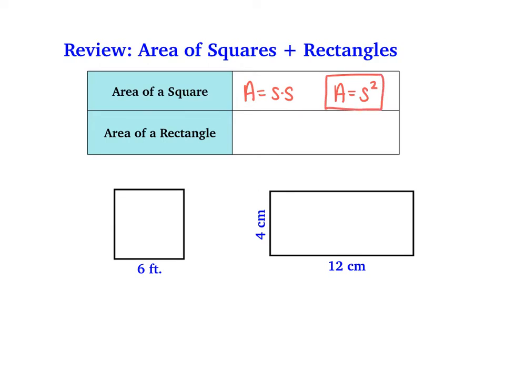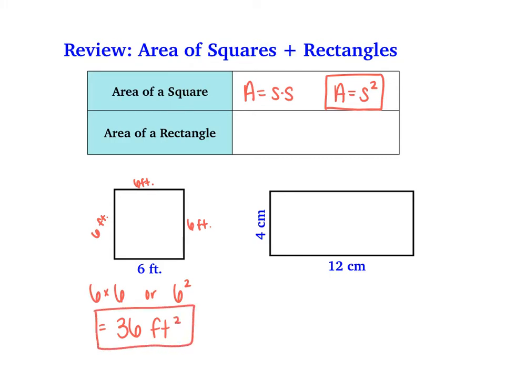So if we look at the example below, we have a square that has a side of 6 feet. For a square, you don't need to label every side because it's automatically assumed that this would be 6 feet, this would be 6 feet, and this would be 6 feet. So the area of that square comes from 6 times 6, or 6 squared, and either way you get 36 feet squared.